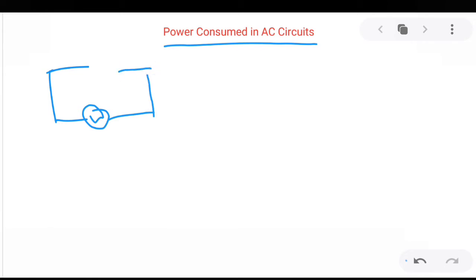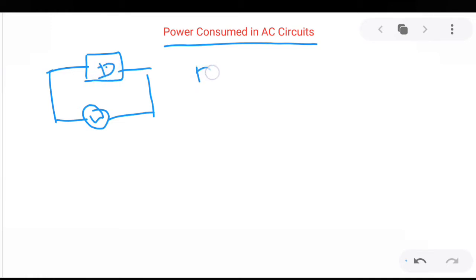Hi everyone. So in this video, we are going to discuss the topic of power consumed in AC circuits. Now suppose you have an AC circuit with an AC source. This is the AC source and it is connected across a device. Now this device D.